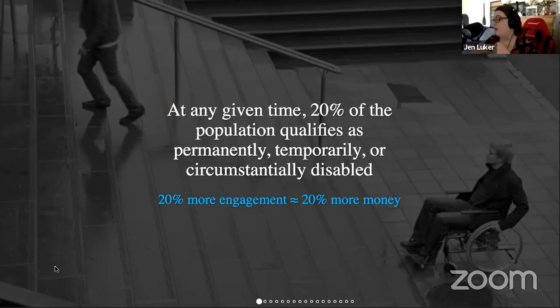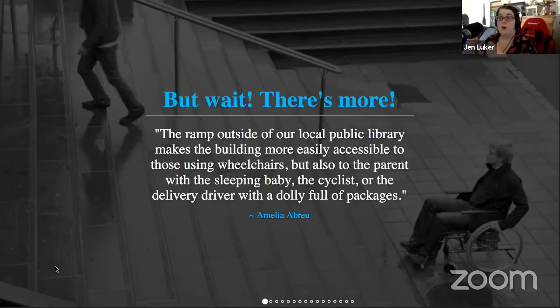That's a really big deal. I don't know of very many individual feature work that you can implement that has that much of an improvement on your possible engagement. But wait, there's more. The ramp outside of our local public library makes the building more easily accessible to those using wheelchairs, but also to the parent with a sleeping baby, the cyclist, or the delivery driver with a dolly full of packages.